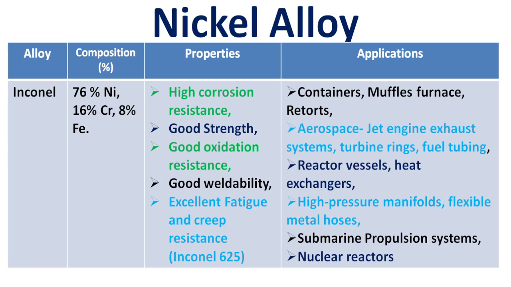Next is Inconel. Its composition is 76% nickel, 16% chromium and 8% iron. It has high corrosion resistance, good strength, good oxidation resistance, good weldability, and excellent fatigue and creep resistance. Inconel 625 in particular has high creep resistance and fatigue strength. These are the common properties of Inconel.